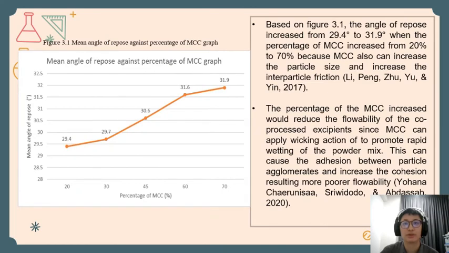Based on figure 3.1, the angle of repose increased from 29.4 to 31.9 when the percentage of MCC increases, because MCC can increase the particle size and increase the interparticle friction. Increasing the percentage of MCC also reduces the flowability of the co-processed excipients, since MCC can apply wicking action to promote rapid wetting of the powder mix. This can cause adhesion between particle agglomerates and increase the cohesion, resulting in poorer flowability.